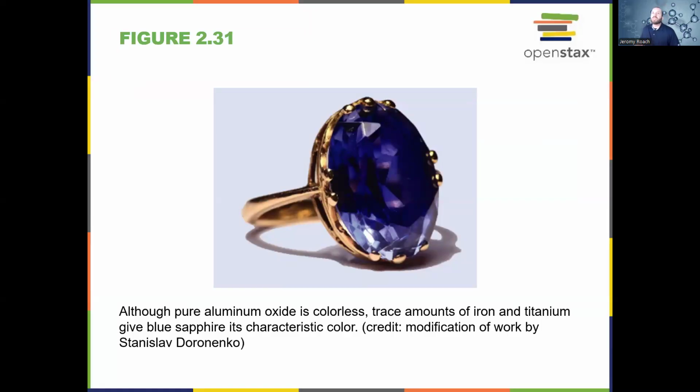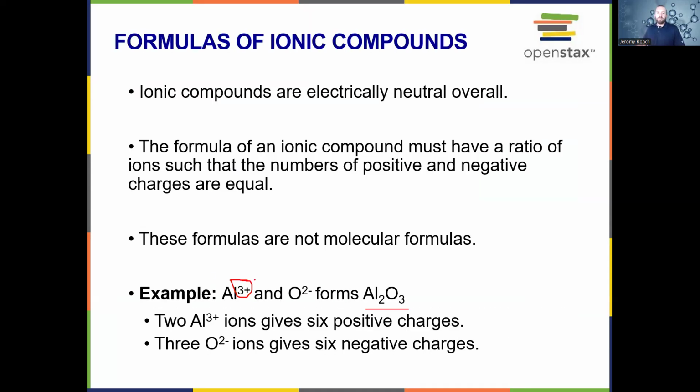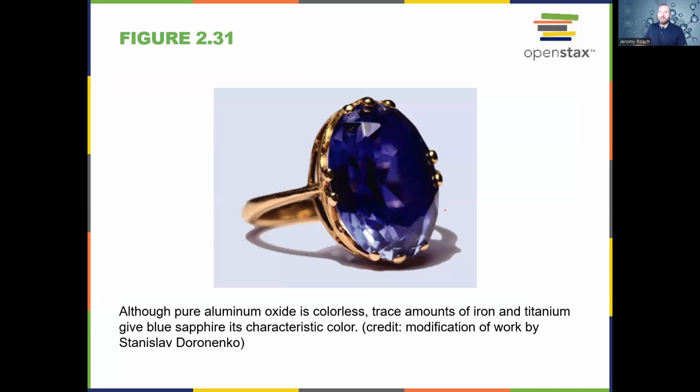This slide shows aluminum oxide, which is what we just found in the previous example. Even though pure aluminum oxide is colorless, trace amounts of iron and titanium give this blue sapphire its color. This is a reminder that even small changes in chemical composition can lead to significant differences in physical appearance.